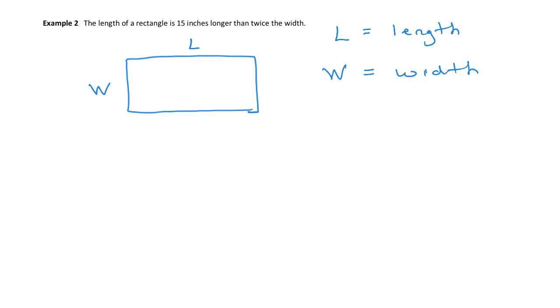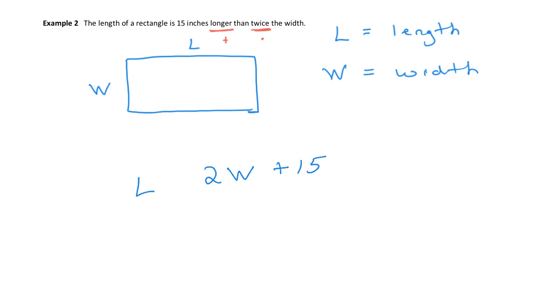So to say that the length is 15 inches longer, this to me implies addition, and then we have this twice the width, so I'm thinking multiplication for that. In the order the way it's written, it sounds like we are multiplying by 2, and then to that we're adding this 15. So let's write down what that looks like. I'm taking the width, taking twice that amount, and then adding 15 to it at the very end.